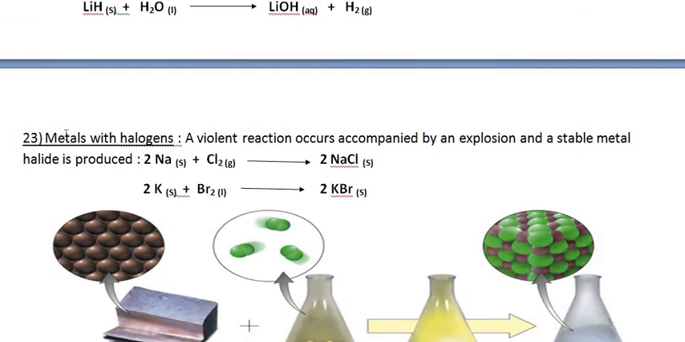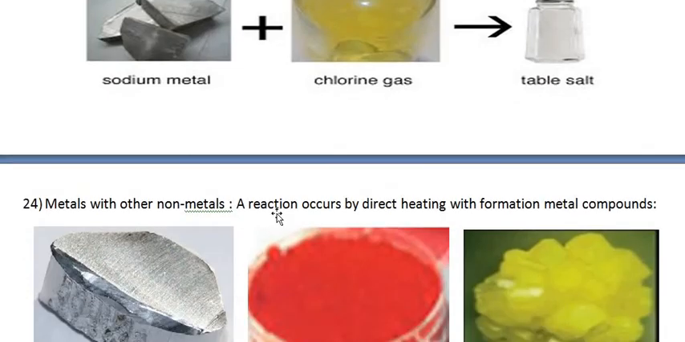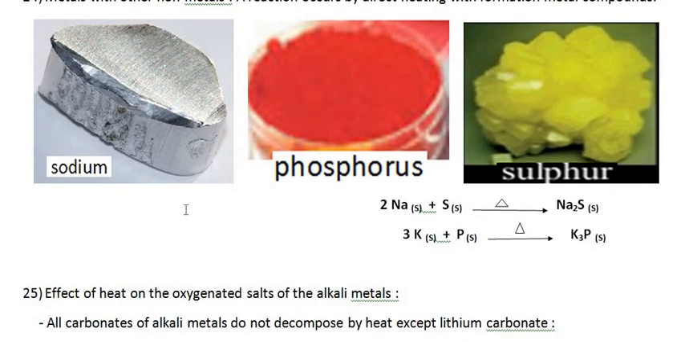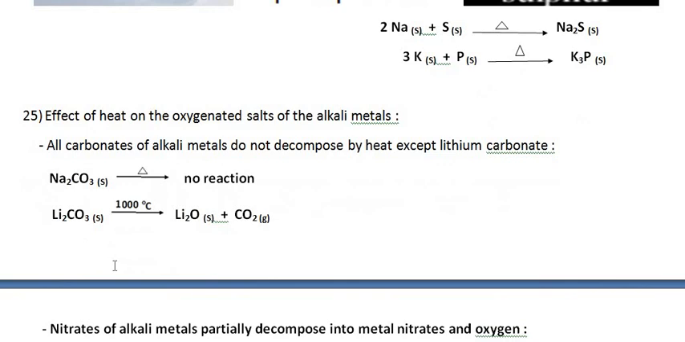Metals of group 1A react with halogens to form halide salts. Sodium with chlorine reacts to form sodium chloride, potassium with bromine gives potassium bromide, and so on. Also, these metals react with other nonmetals, for example, sodium with sulfur gives sodium sulfide, and potassium with phosphorus forms potassium phosphide.